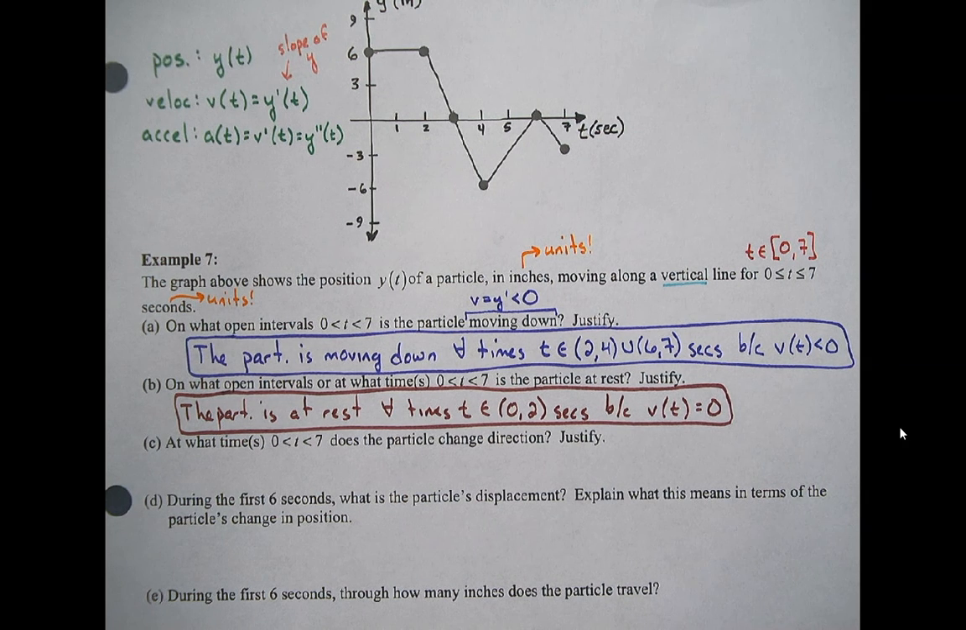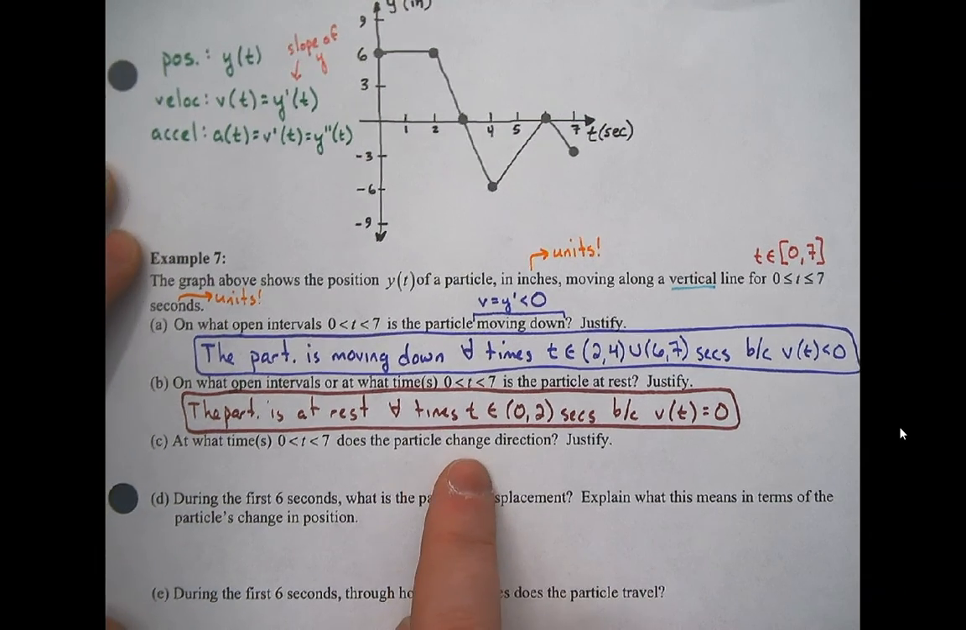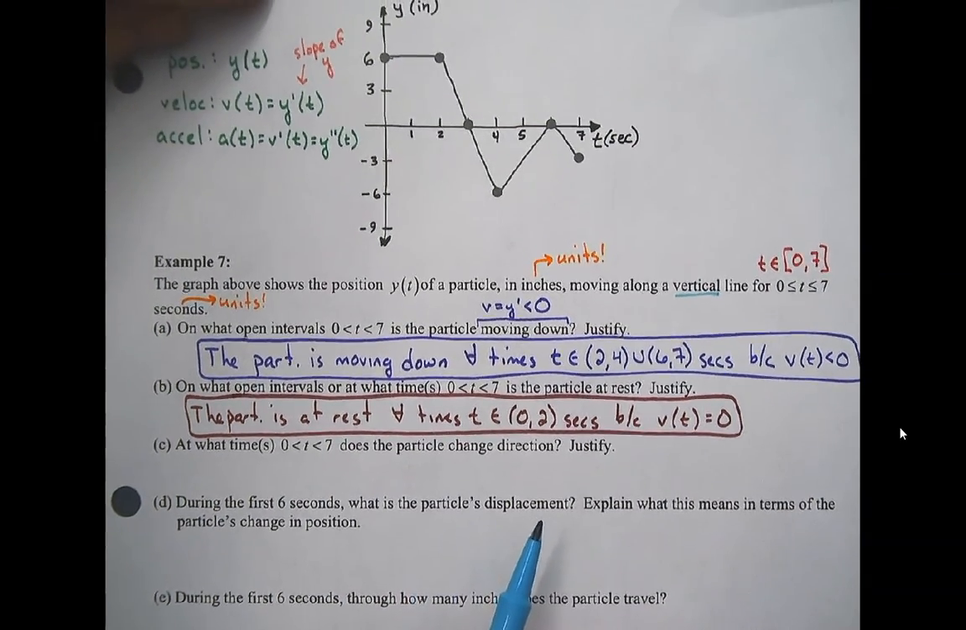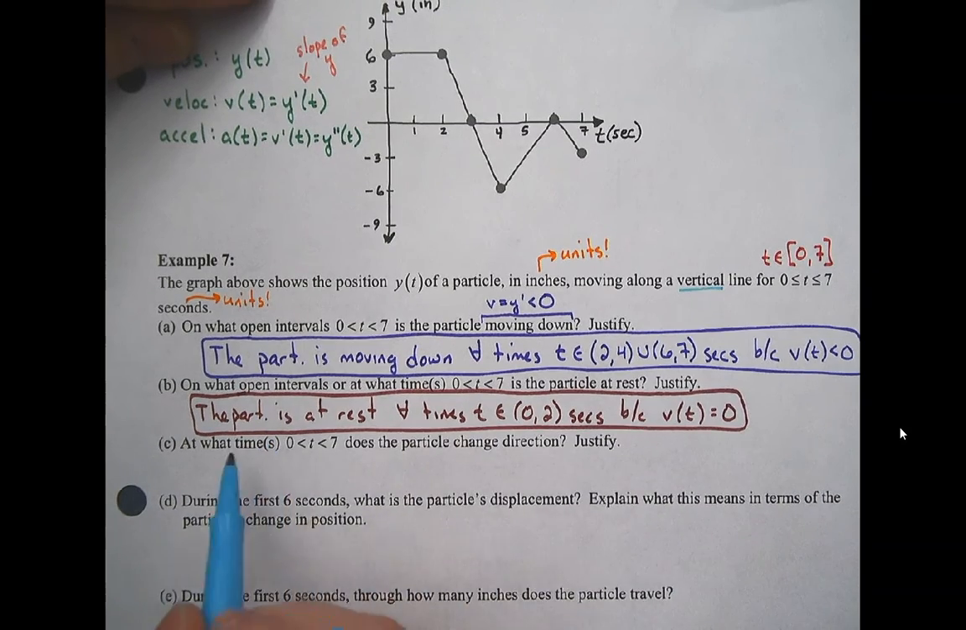At what times from 0 to 7 does the particle change directions? So when does a particle change directions? A particle changes directions when its velocity switches signs. So the velocity switches from being positive to negative, or from negative to positive. So for us, we want to look at where are the places that this graph changes where the slopes change signs. So I'm going to do my write-up a little bit first.